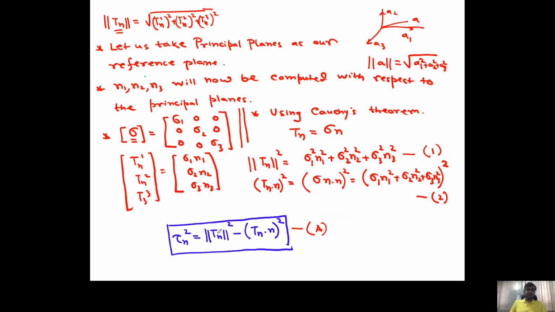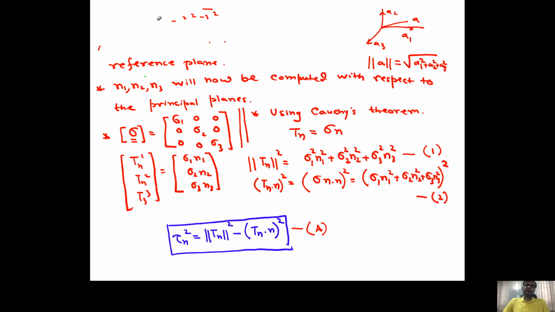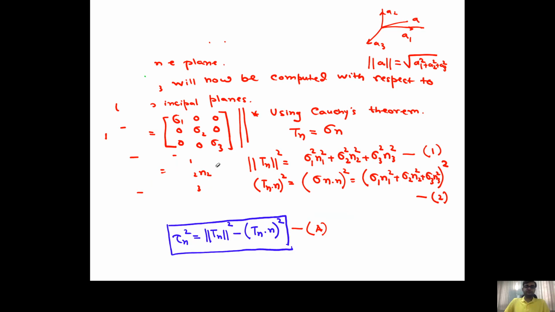But first let me again make some space. Today we are going to use the same screen because we have to refer to what has been derived earlier again and again. So let me make some space. These things you don't need anymore.